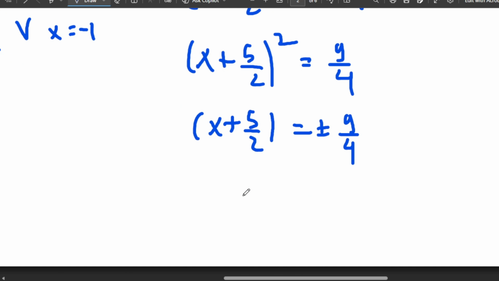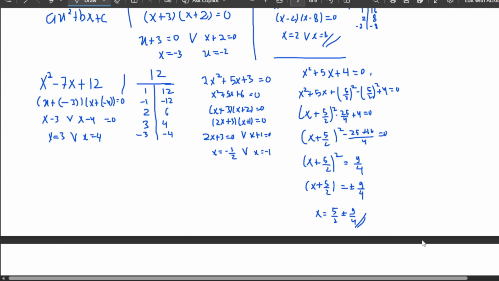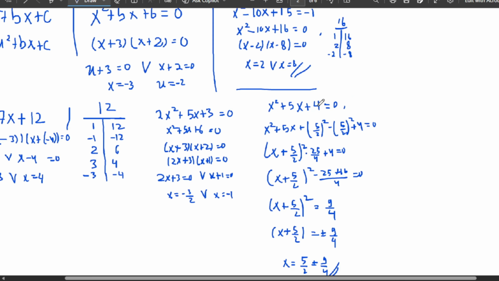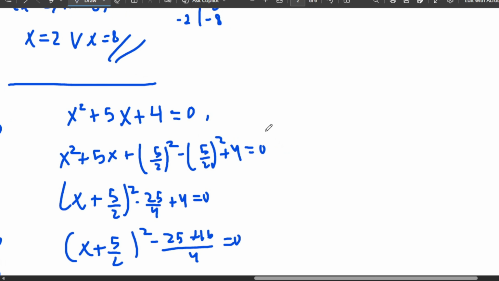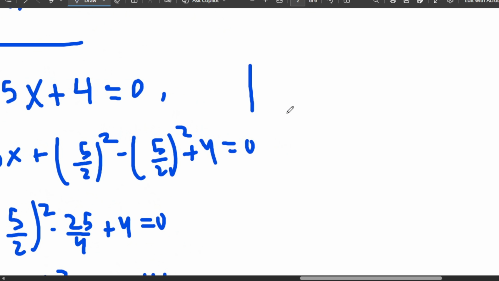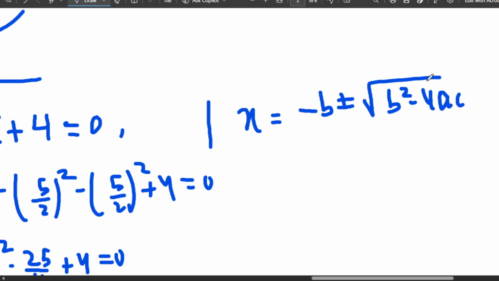And then we have 5 over 2 plus or minus 9 over 4. Okay, that's the solution to this quadratic equation. And there's actually a formula for it, which is called the quadratic formula. So if you want to find the values of x, it's equivalent to negative b plus or minus the square root of b squared minus 4ac, over 2 times a.